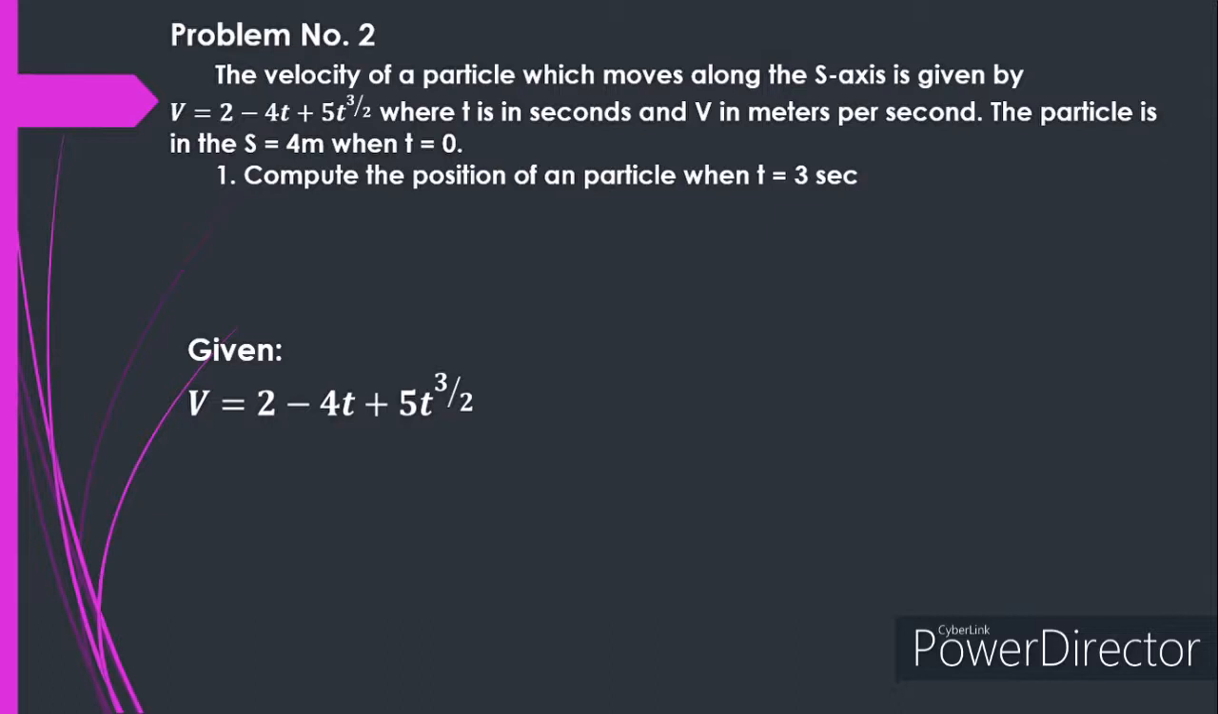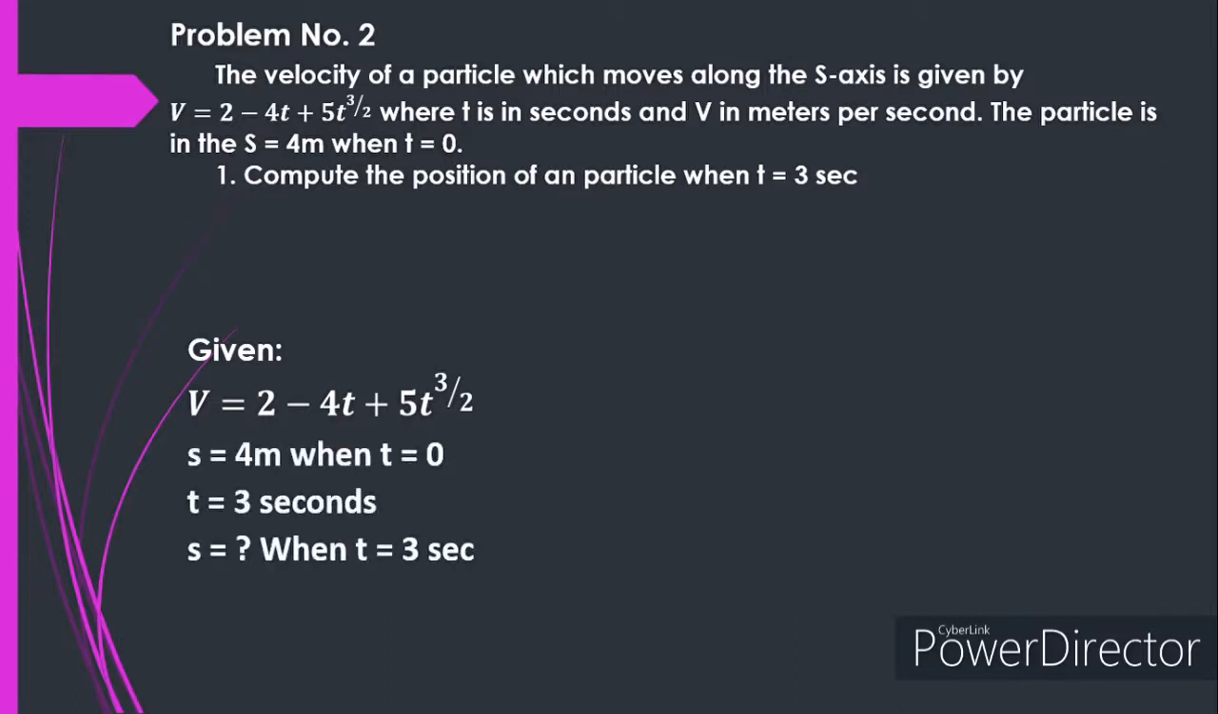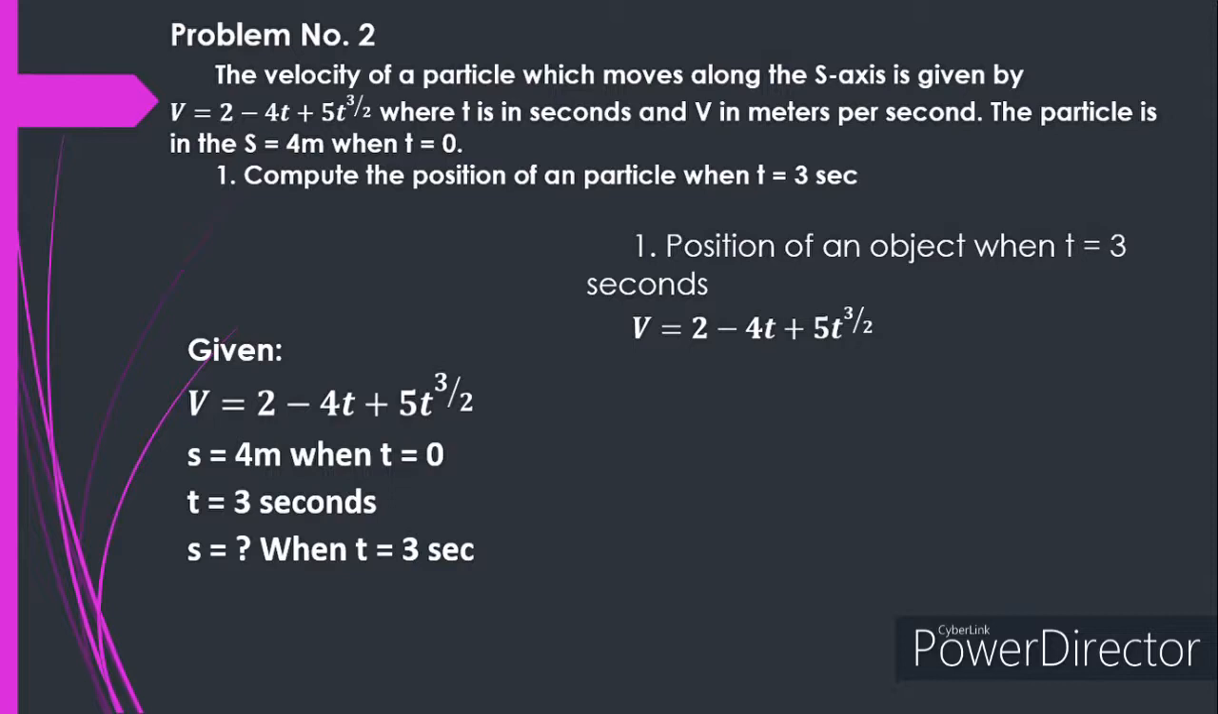So, ibig sabihin class, we're looking for s, since given si equation ng v, therefore, hindi ba si v ay ang differentiation ng s with respect to t? So, ngayon, gagawin natin, i-reverse naman natin siya. Imbes na mag-differentiate tayo kay v, i-integrate natin siya para bumalik tayo sa equation ni distance. Okay. So, integrate.